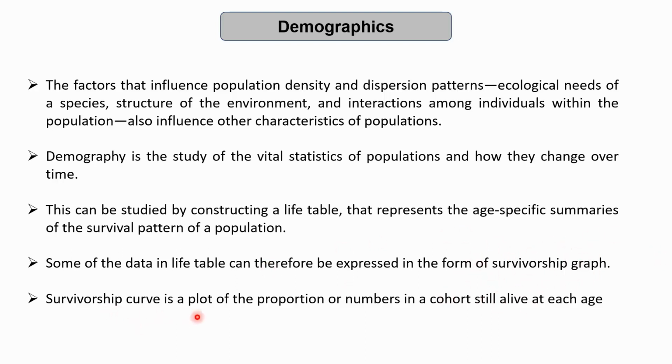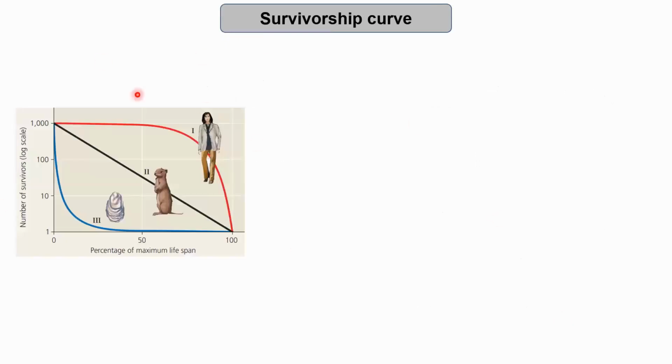A survivorship graph is a plot of the proportion or numbers in a cohort still alive at each age. This is the survivorship graph shown in this figure, and we can see that the x-axis represents a percentage of maximum lifespan, considering the maximum lifespan as 100, and the number of survivors is represented on the y-axis on a log scale. We can see that there are three types of survivorship graphs. The one in which, initially, for a particular period of time the number of survivors remains constant and then starts declining.